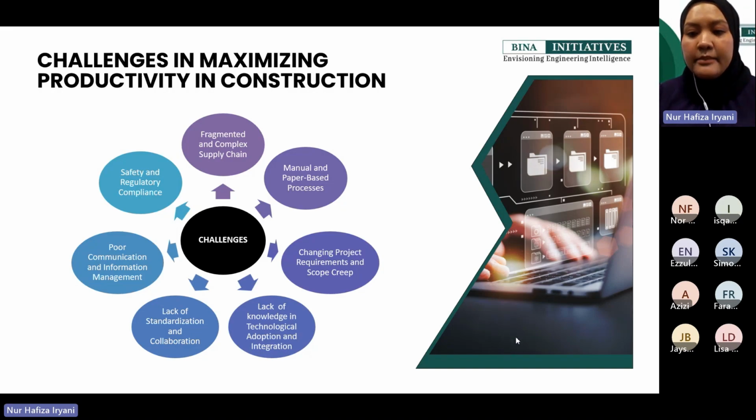But by using EDMS, the project owner can streamline the methods and ensure all the stakeholders are using and applying the same methods, especially in terms of sharing documents and approval workflow. Okay. So next is poor communication and information management.